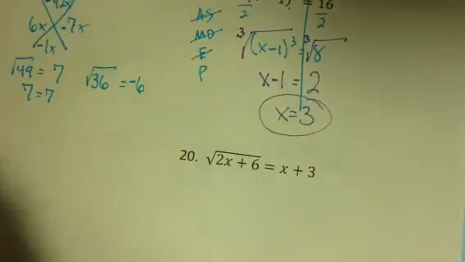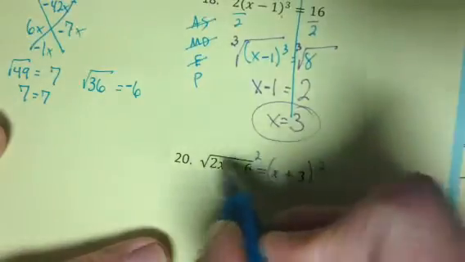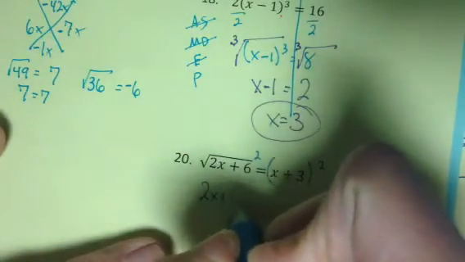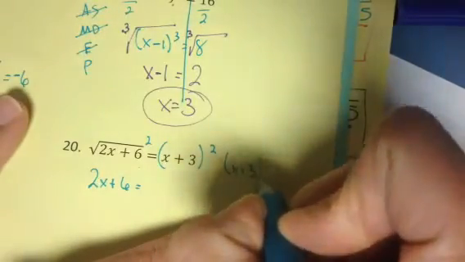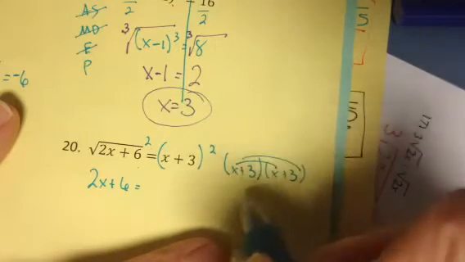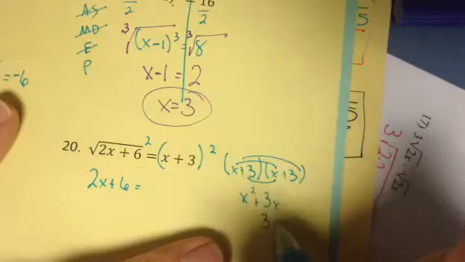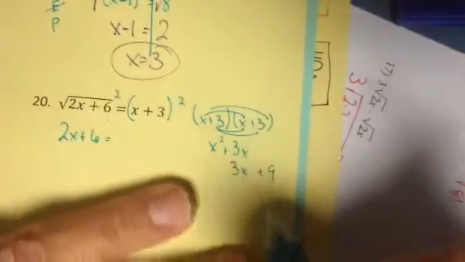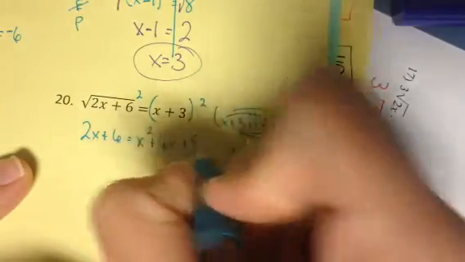So number 20. Again, I need to isolate the radical. It already is. So to get rid of the radical now, I'm going to square both sides. That gets rid of the check mark. And I'm going to have to remember that x plus 3 squared means there's 2 of them. So when these neighbors meet, I get x squared and 3x. And then these neighbors meet, I get another 3x and a 9. So I can turn this into x squared and 6x and 9.